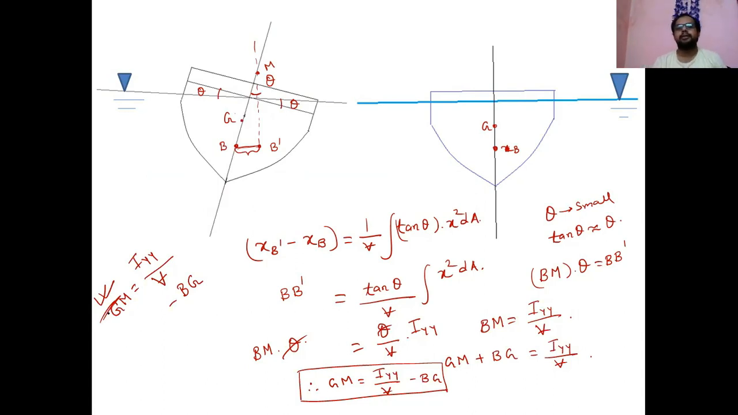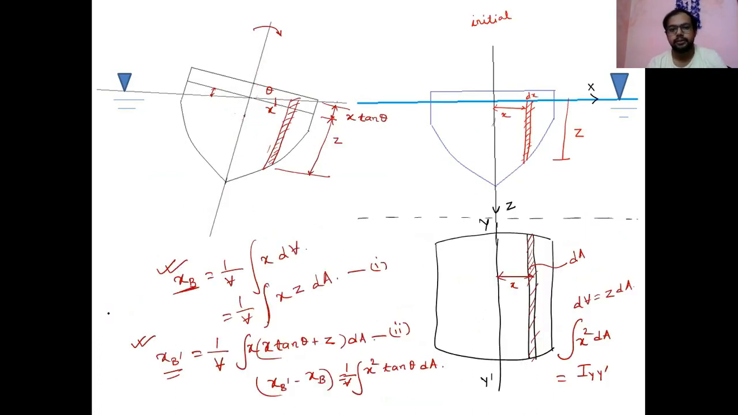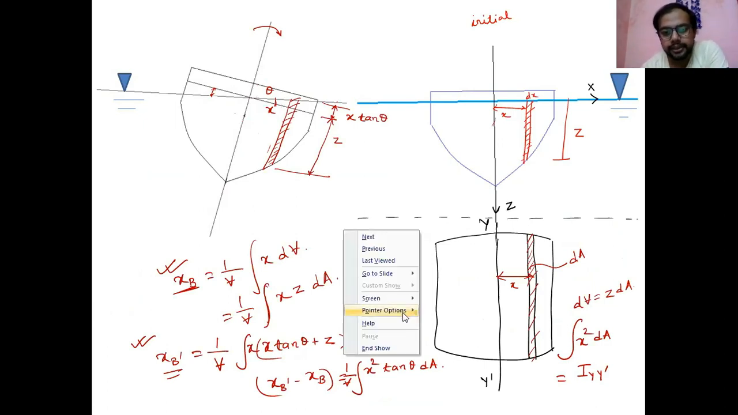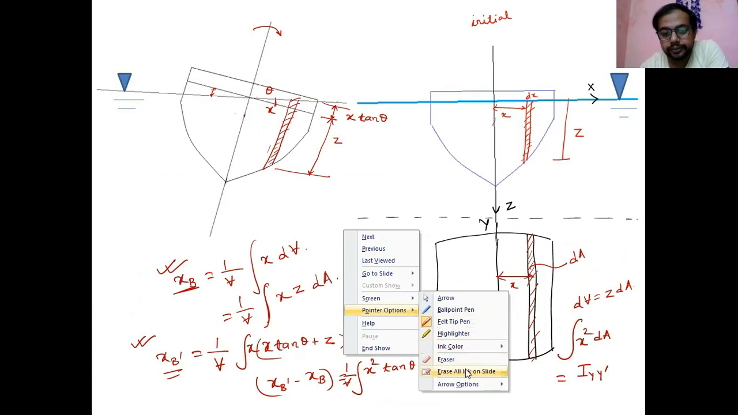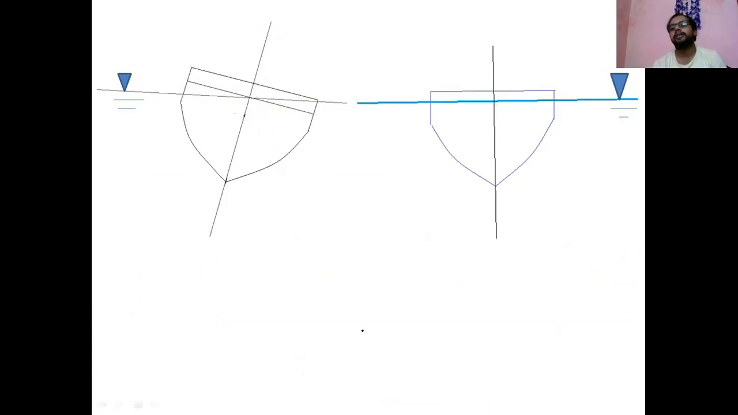One more experimental way we can find the GM. I hope you've got this. One more experimental way of finding out the GM. How is it? Some more questions also come regarding this. Let us take some loose weight over the ship, there is some loose weight.